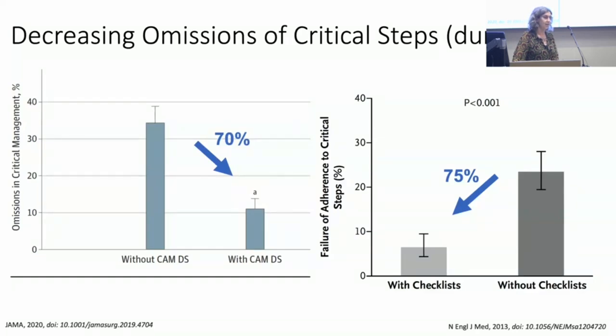They then took this work and extended it to surgical wards, and they found a very similar result: with these cognitive aids for medical decision making in these critical surgical patients, there was a 70% decrease in omissions in critical management. So the same idea in a different context and different directionality.